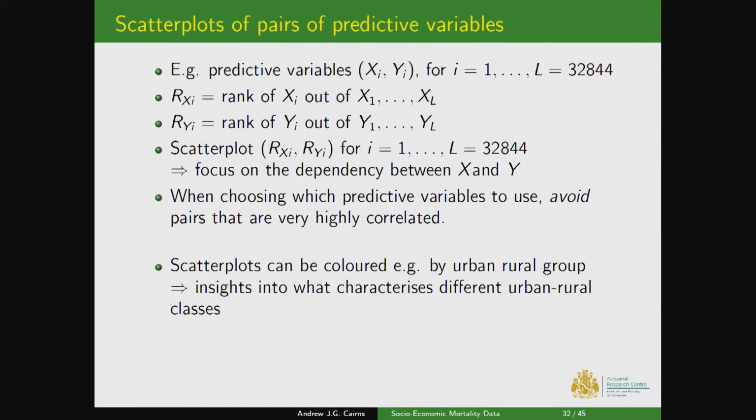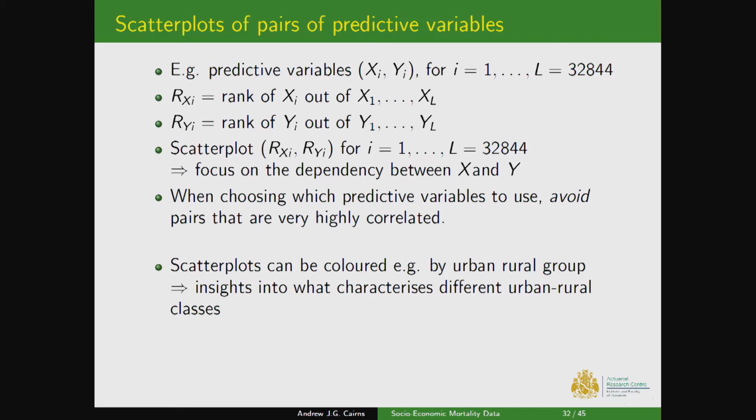Right, so in the couple of minutes that remain, I'm just going to give you a flavor of how these different predictive variables all compare with each other. They're not independent of each other, of course. If you get one measure of deprivation for one of the domains, then you'll also be likely to be deprived for a different domain. So I'm going to plot ranks rather than the underlying values. And by plotting ranks, you're just focusing on the dependencies between different pairs of predictive variables.